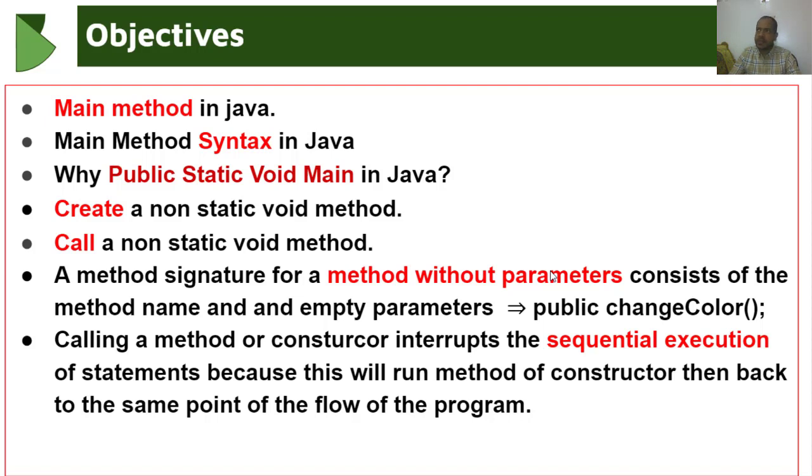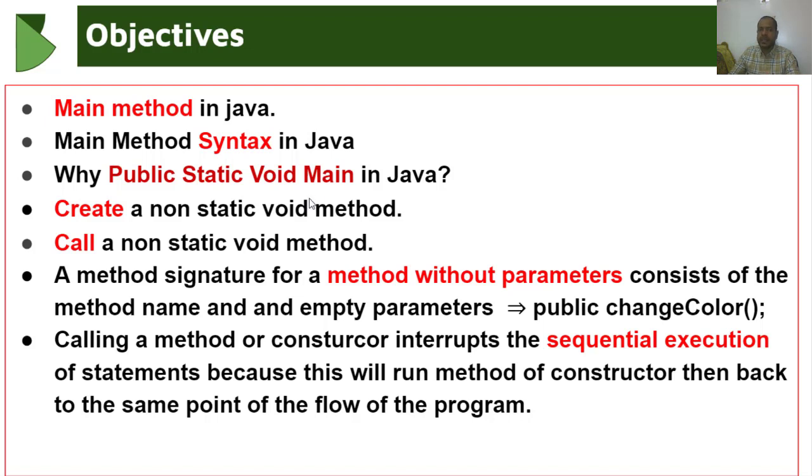So we understood previously that using OOP, object-oriented programming, we have an object, and this object needs to do some behavior, some actions, using methods. We have the main method, meaning the basic method, the first method to run during my class. We have the main method in Java, and the main method syntax in Java as well.